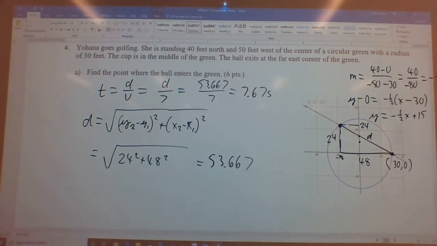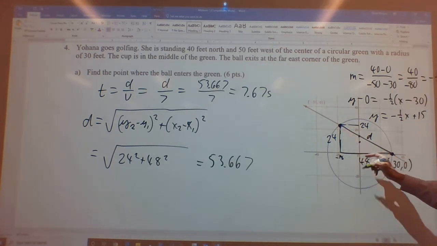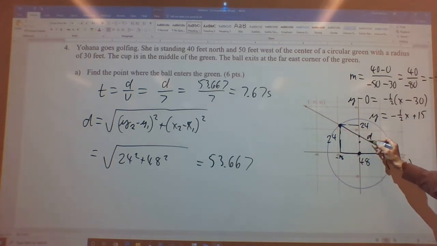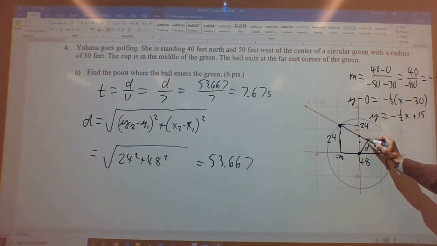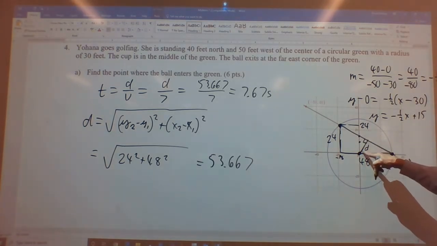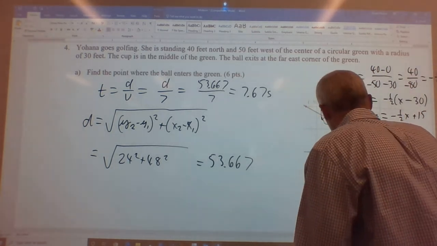Find the closest distance the ball gets to the cup at the center of the green. So it looks like you're trying to hit it in the hole, right? You want to hit it right there, but you miss. So what is this distance here? What is this new distance? That distance d. Okay, and we know that's when this makes a right angle. So we know this perpendicular line, we've got to find that perpendicular line.